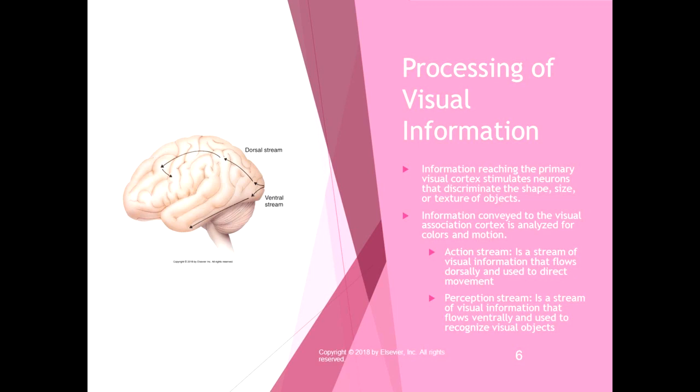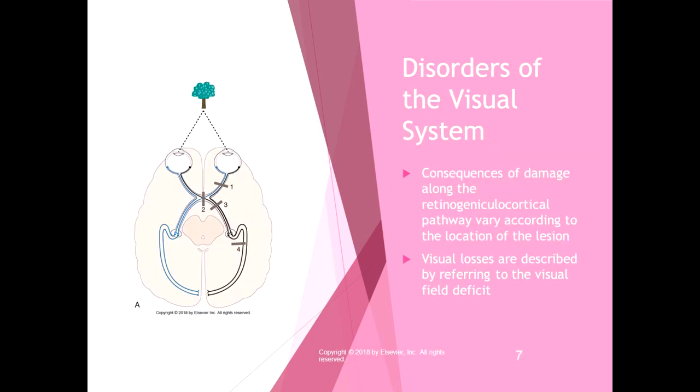An action stream is a stream of visual information that flows dorsally and is used to direct movement. A perception stream is a stream of visual information that flows ventrally and is used to recognize visual objects. So what I want you to get out of this is it's not as simple as a light comes in and we know what it is. It's a very complex system, and there's lots of stuff going on with it.